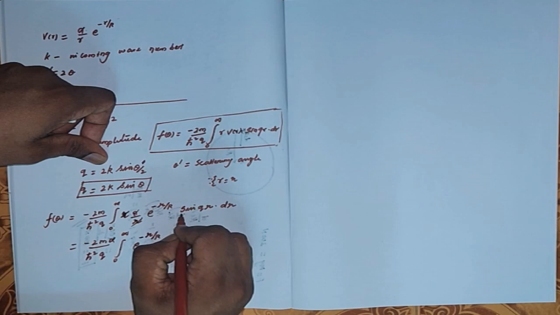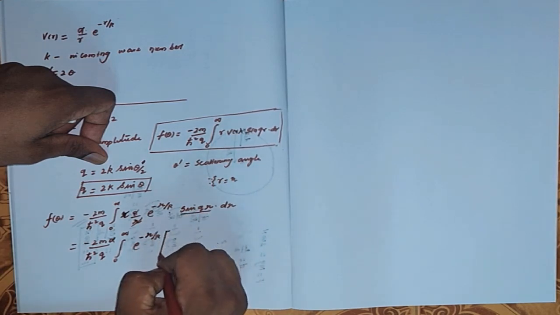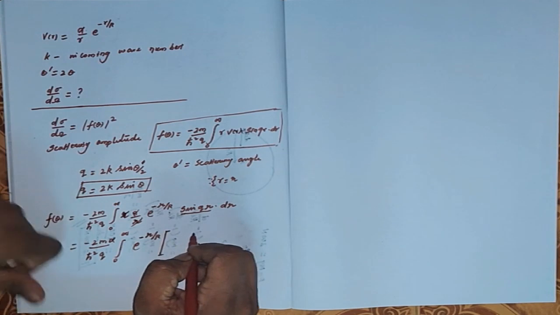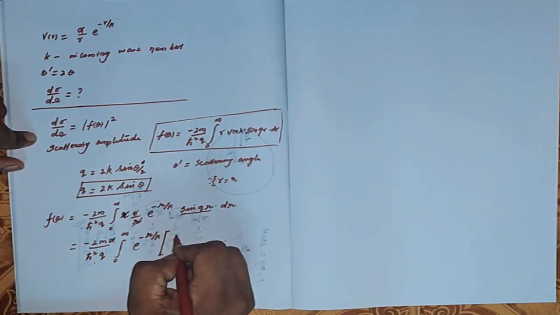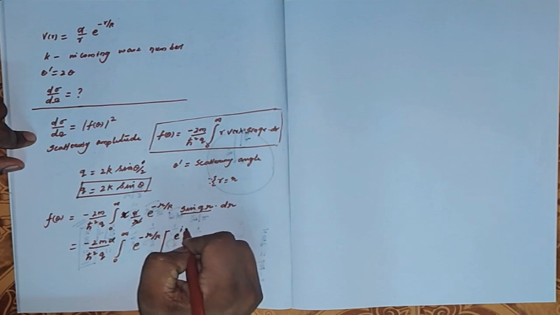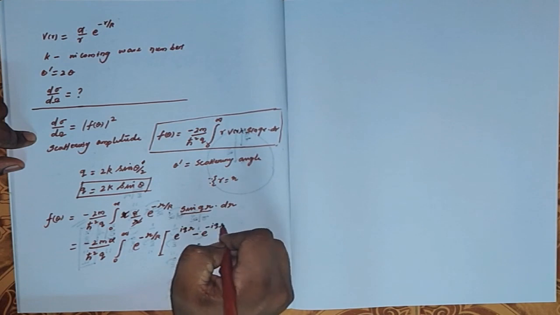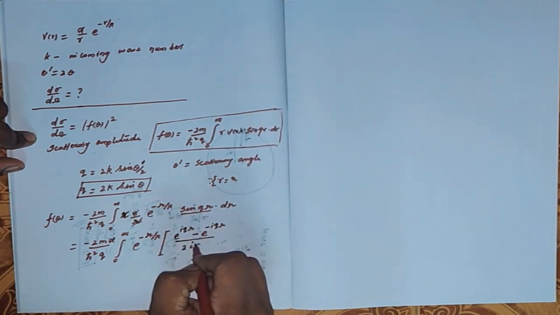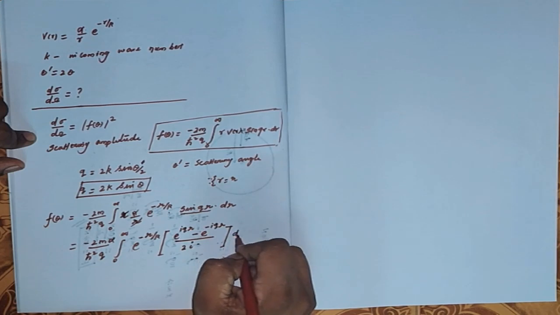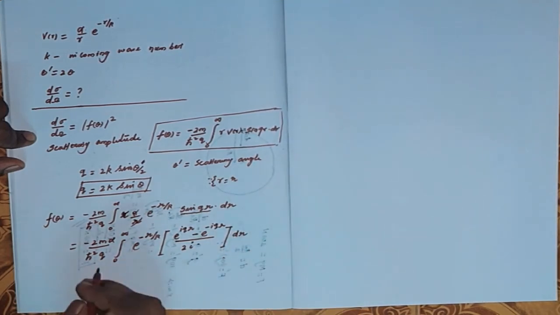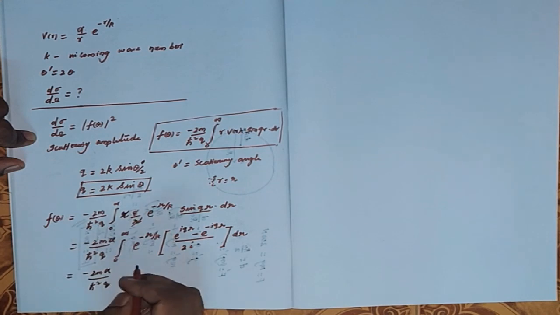This sin qr you can write as an exponential, because sin theta is equal to exponential of i theta minus exponential of minus i theta divided by 2i. So sin qr is exponential of iqr minus exponential of minus iqr divided by 2i, close the bracket, into dr. Now we can take minus 2m alpha divided by h cut square q, and take the 2i outside also because it's independent of the integration. Inside it is 0 to infinity.